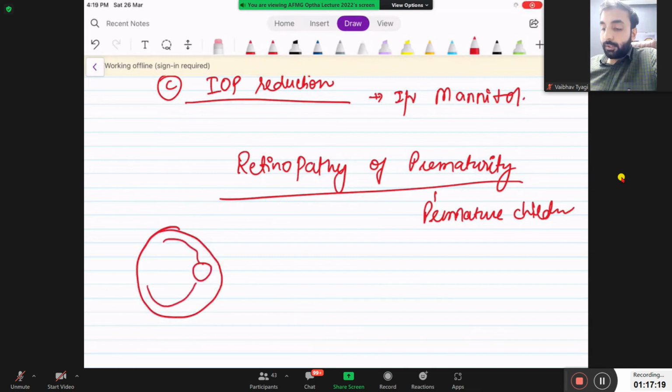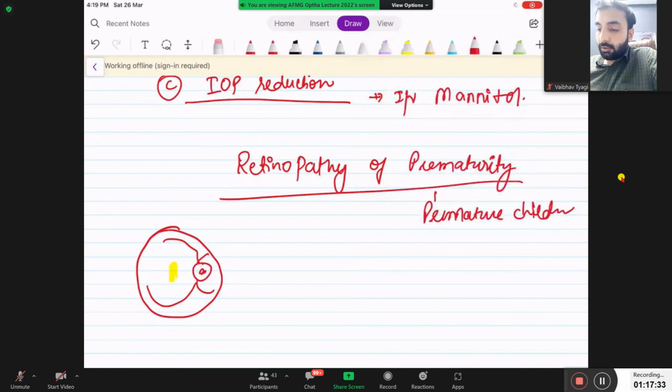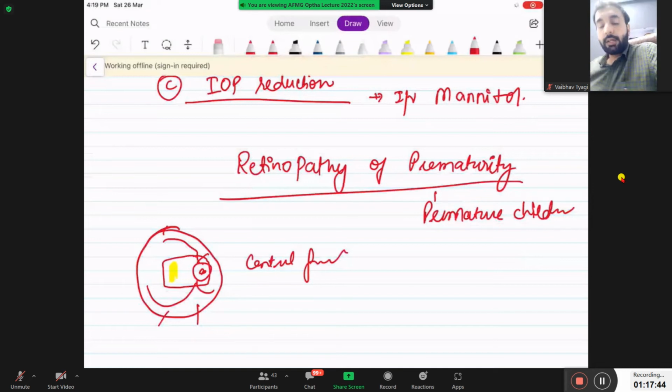This is your optic disc, right? And this is your macula, suppose. I told you that the optic disc and your macula is your central fundus, and the rest is the peripheral fundus, up to the ora serrata, right?